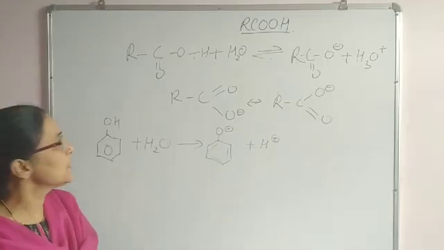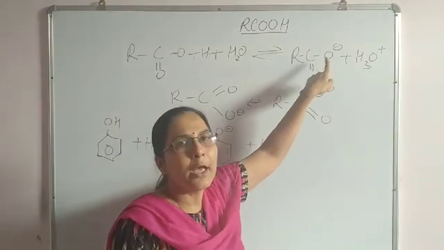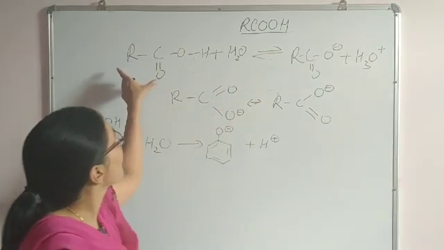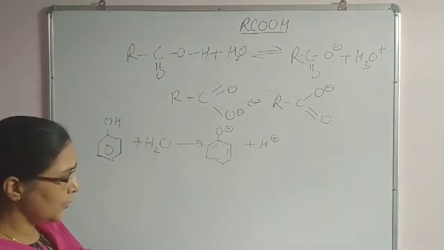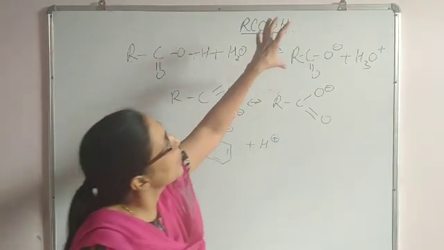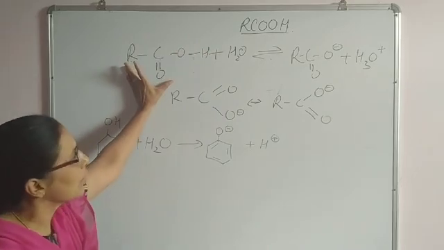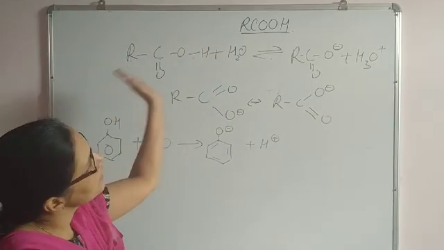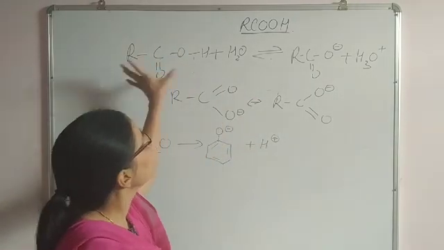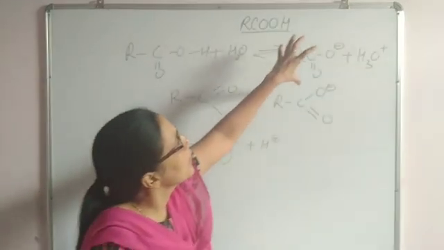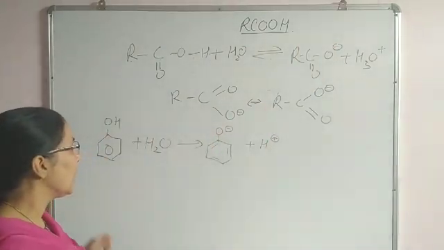You know from your previous standard that the more stable this anion is, the stronger the carboxylic acid or any other substance is. It means the more stable your conjugate base is, the stronger this acid will be. The reaction will go highly in the forward direction and it will be acidic in nature. Now we will compare the stability of the acetate ion and the phenoxide ion.